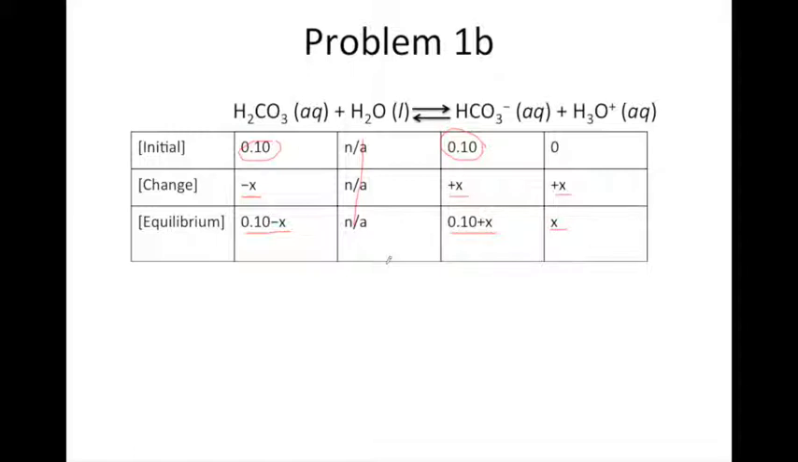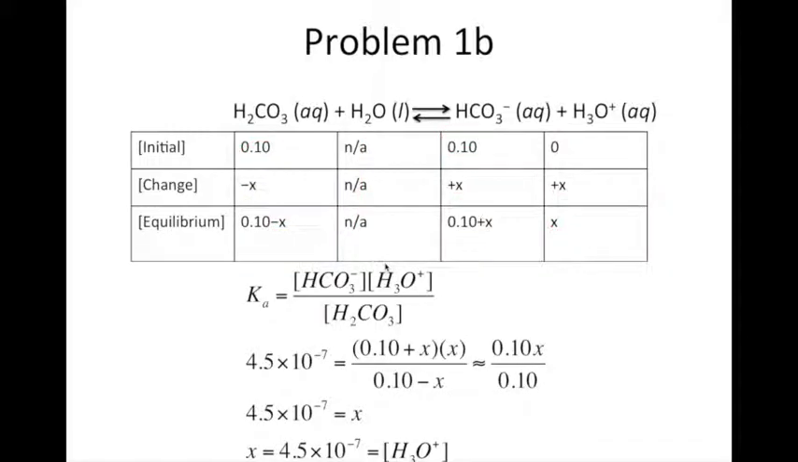Since we're now at equilibrium, we can set up an equilibrium expression, a Ka expression, which would be the same as it was for the first part of the problem. Products over reactant, water is not included since it's a pure liquid. Plug in your equilibrium concentrations, and our expression becomes this. Ka is the same since we have the same weak acid.